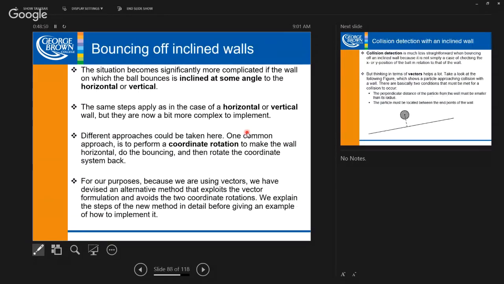Bouncing off incline walls is more challenging because now our horizontal and vertical components are not straight, right? As an example, incline walls would be things like ramps and those kinds of things, okay? So we have to do that whole coordinate rotation thing that we talked about with the incline. Remember that whole car on the incline question before? We have to rotate everything.